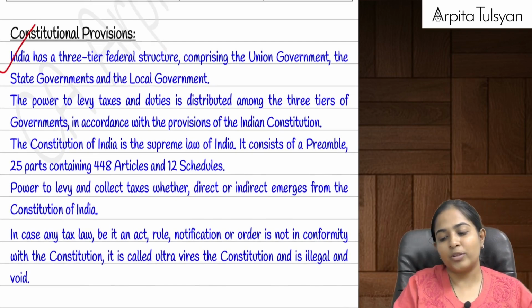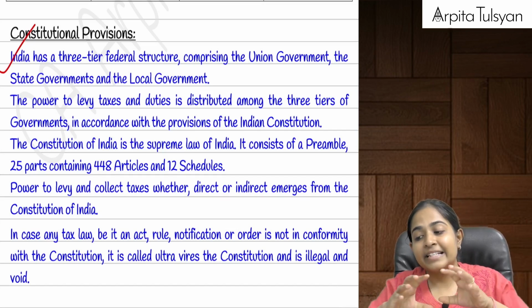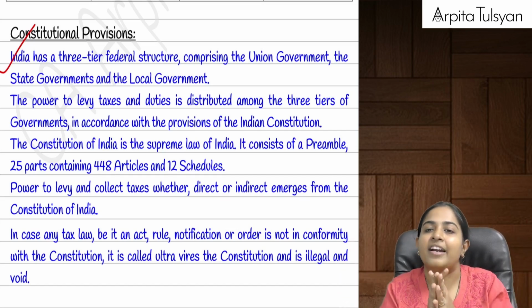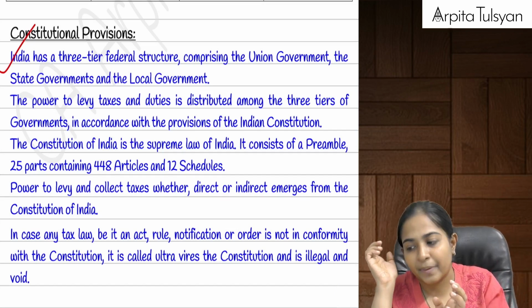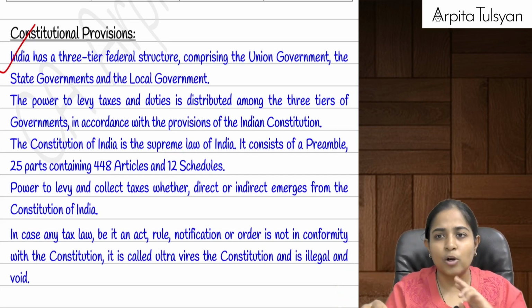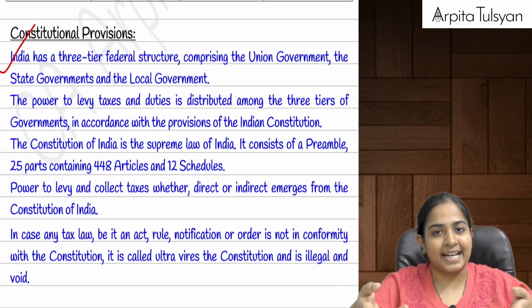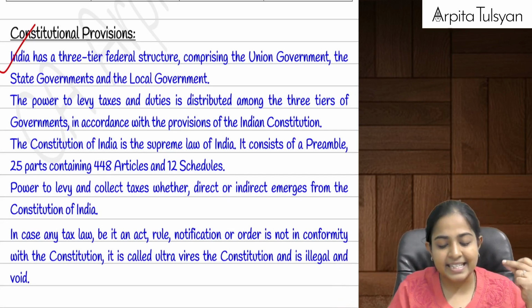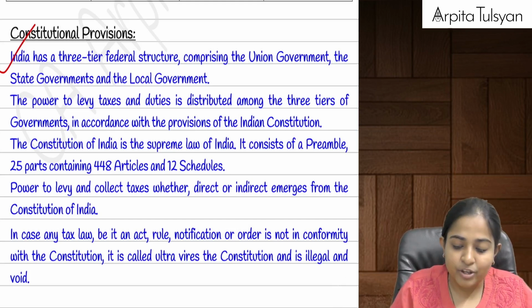Now, as we know, India is a democratic country where there is a three-tier federal structure. The first comprises the union government, the next the state government, and the third the local government, that is our local municipal corporations, etc. Now, the power to levy taxes is given to all the governments. I can give you an example.